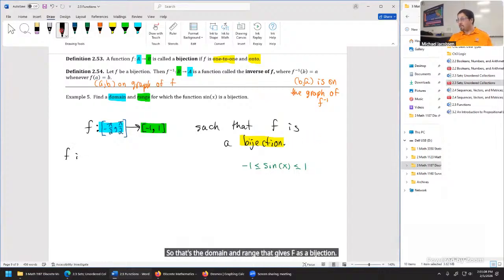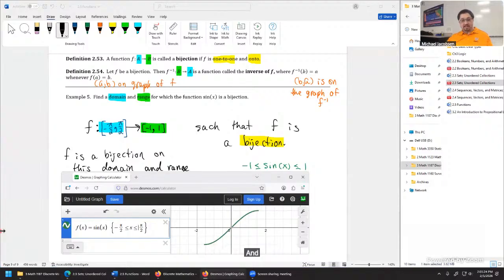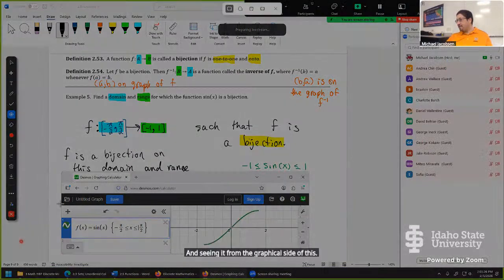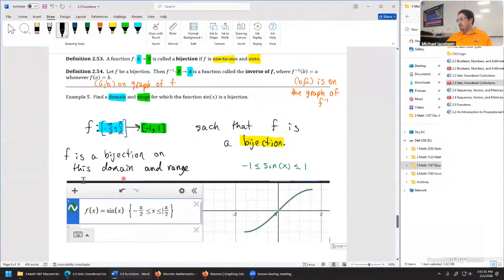So F is a bijection on this domain and range. And seeing it from the graphical side of this, here's what it would look like finally. Well, any last questions at all, folks, with one-to-one, onto, or the concept of the bijection?